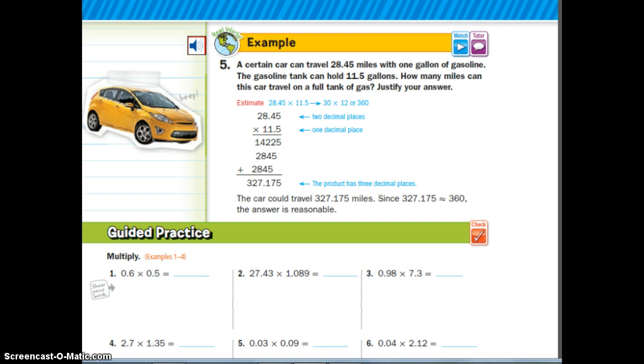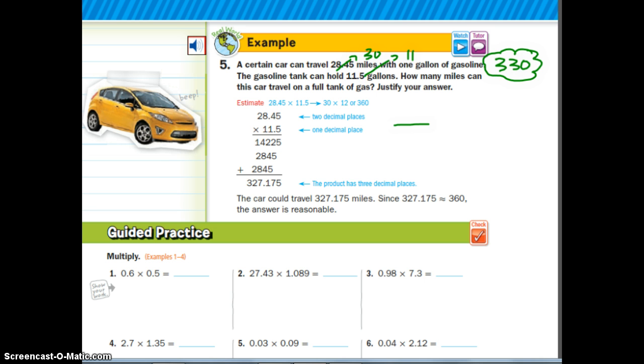In our last problem, we have a word problem. A certain car can travel 28.45 miles with 1 gallon of gas. The gas tank holds 11.5 gallons. How many miles can this car travel on a full tank of gas? So then that's 30 times 11, approximately, which is 330. I'm going to go ahead and put my guess in a cloud.